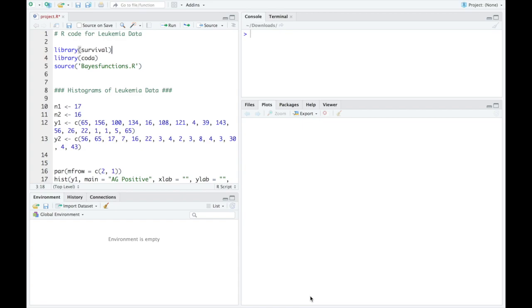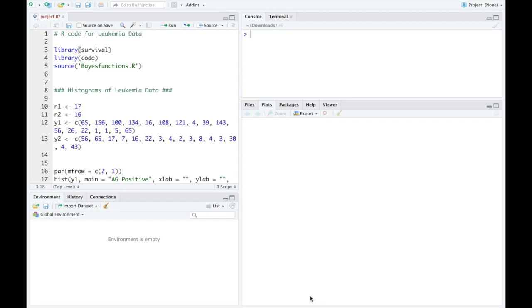Okay guys, the data that we will be using is on the survival times in weeks of patients who were diagnosed with leukemia. The patients were classified according to two characteristics of white blood cells referred to as Ag positive and Ag negative. The 17 times from diagnosis to death for the Ag positive group and the 16 for the Ag negative group are given as N1 and N2 in the code. We define the times to death for each group as Y1 and Y2 respectively.